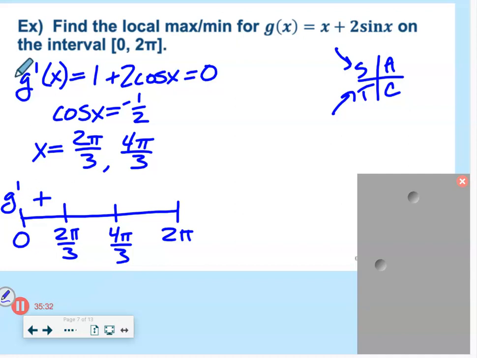If you're at all worried, you can go ahead and find them. I would pick pi in here. What's the cosine of pi? -1. So you get 1 minus 2, which is negative, and then you're going to get another positive. So we are increasing, decreasing, increasing.